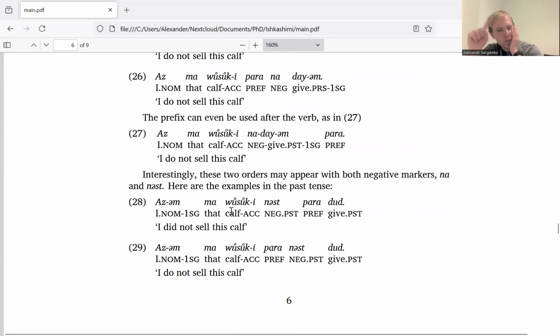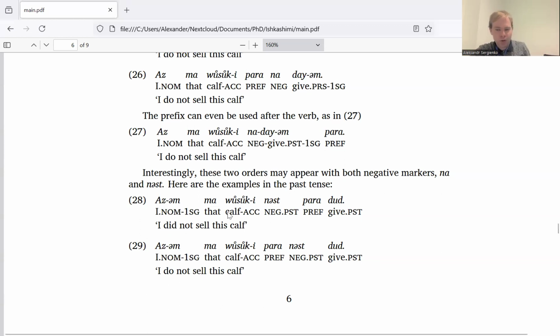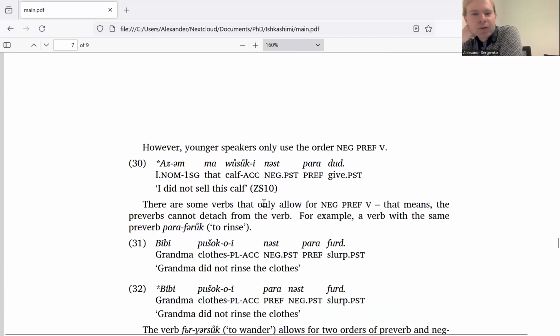And interestingly, these two orders may appear with both negative markers, with na and nist. In the beginning, I told you that there is some asymmetry between na being a bound morpheme and nist being a clitic. But you see, in 28 and 29, we can do the same thing with nist. Azam mausuki nist paradut, right? Nist para dut. And in 29, you have azam mausuki para nist dut, right? We have two different orders here. However, younger speakers only use the order neg pref V. No, I think I'm always confused here.